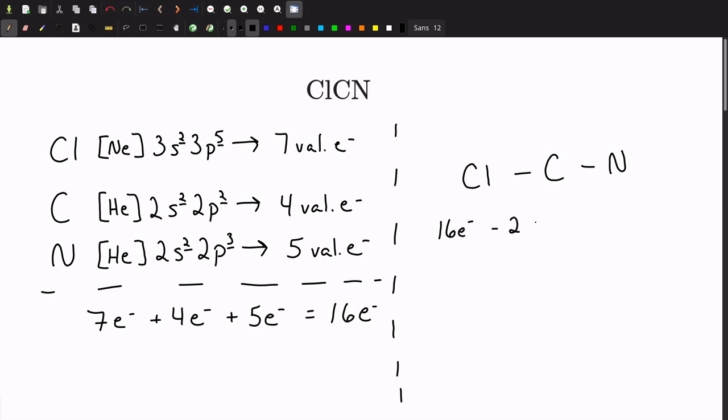I had 16 electrons to work with. I just formed 2 bonds. Each of those 2 bonds required 2 electrons. I've got 12 electrons left to work with. I need to start by filling those out on the terminal atoms, the more electronegative atoms. Each of them can take 6 electrons before they've reached their octet, because they already have 2 from the bonding. So let's do that. 1, 2, 3, 4, 5, 6, 1, 2, 3, 4, 5, 6.